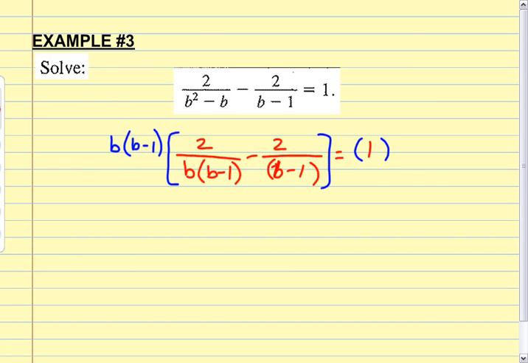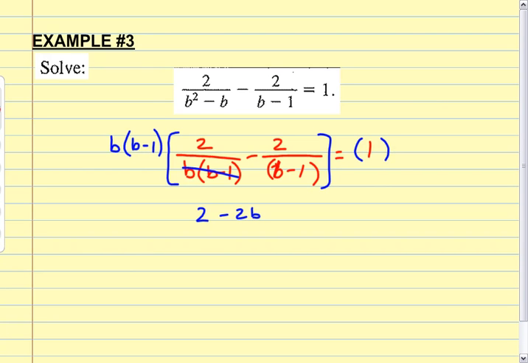Now think about this, Bella. In the first one, what cancels? Both of them do, right? And I'm just left with 2. Do you agree? Okay. Now when I multiply by the second one, what do I get? Not 2 over b, right? The b minus 1 cancels here, but I'm left with b times 2, right? So now I've got minus 2b.